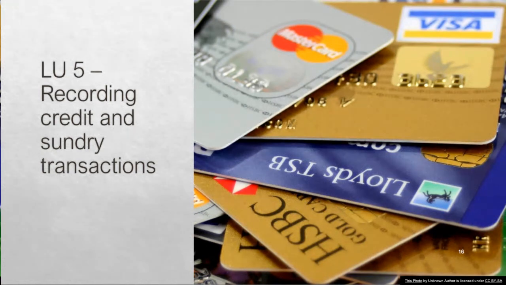So, your credit transactions is anything where I buy something now and I'm going to pay for it later. And your sundry transactions are those transactions that do not actually fall into a cash or a credit category based on the type of transaction. So those we call sundry transactions because they don't actually meet the definition of cash or credit. So that is just the extra add-on accounts that we generally have.